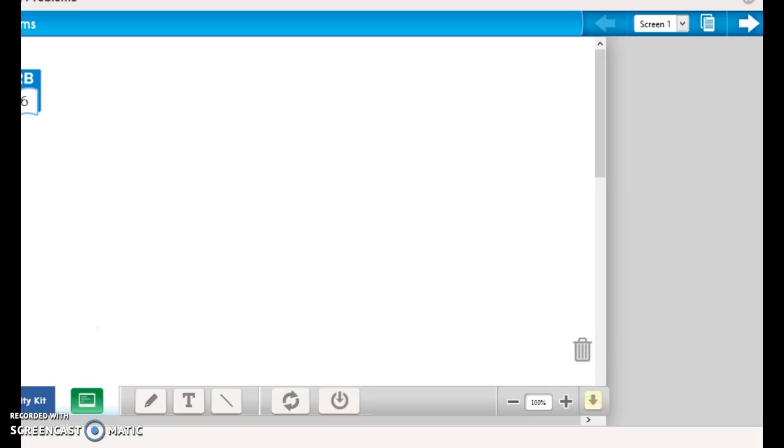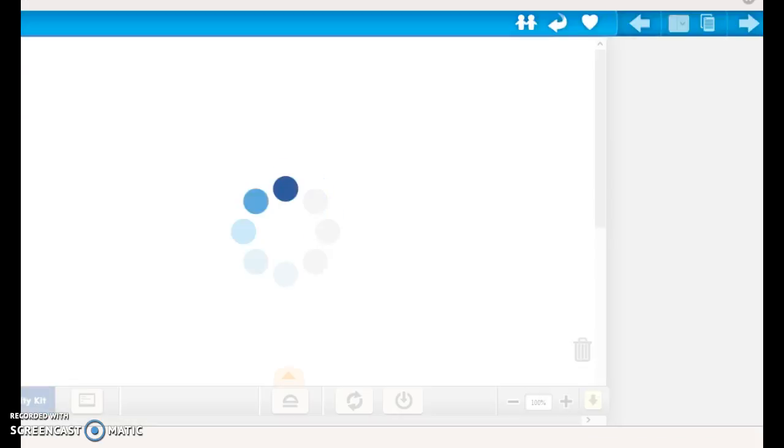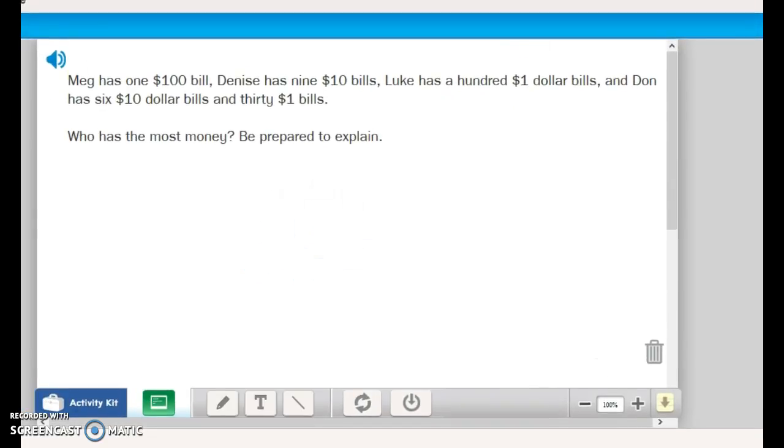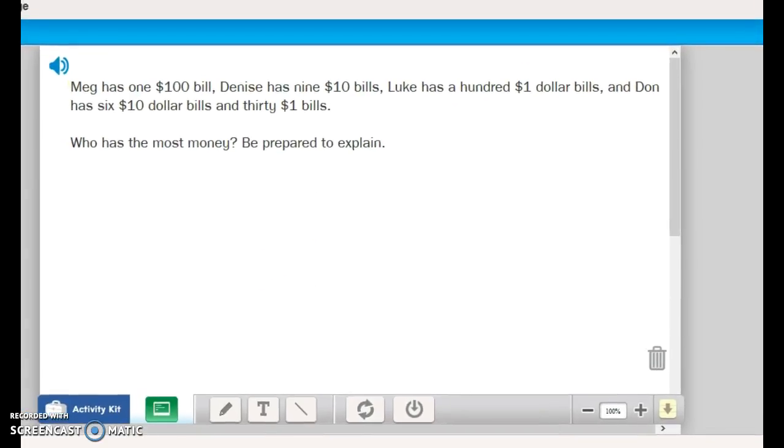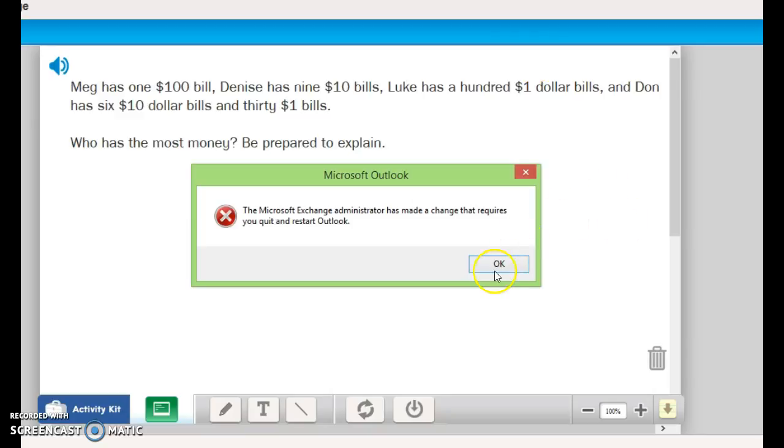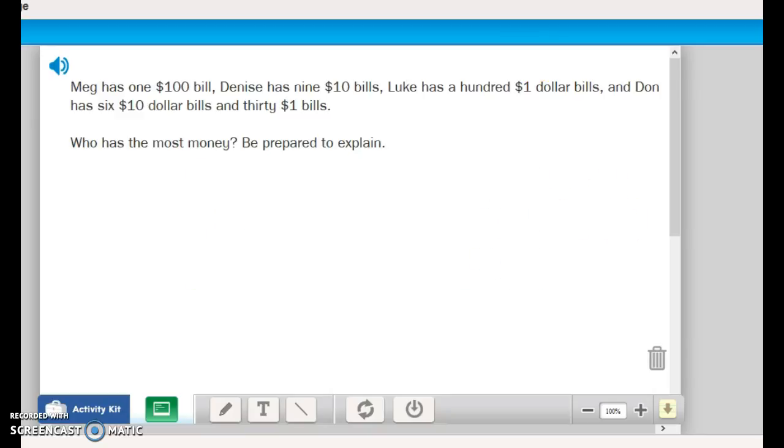Our learning target is I can solve multi-step number problems involving money. So let's take a look at this problem. Meg has one $100 bill, Denise has 9 $10 bills, Luke has 100 $1 bills, and Don has 6 $10 bills and 30 $1 bills. Who has the most money? Be prepared to explain.